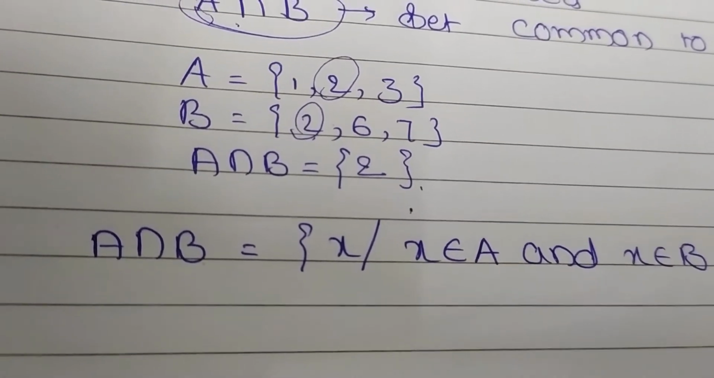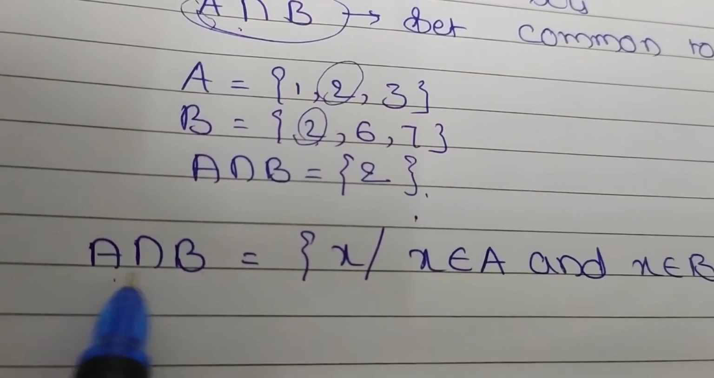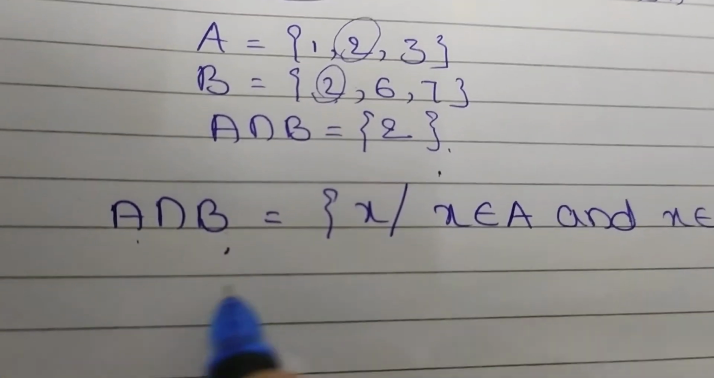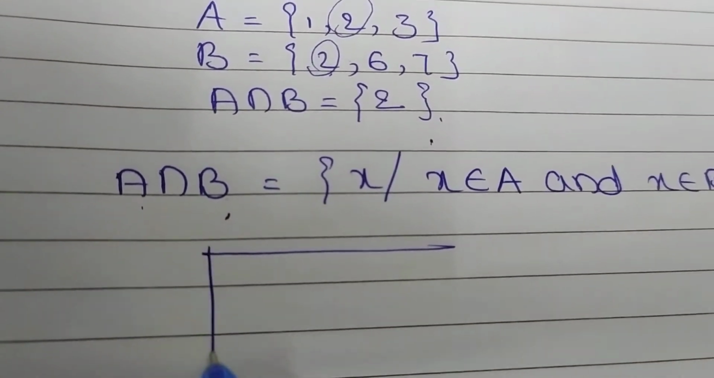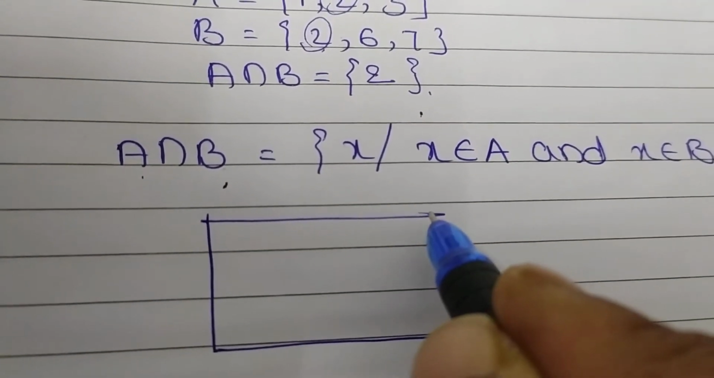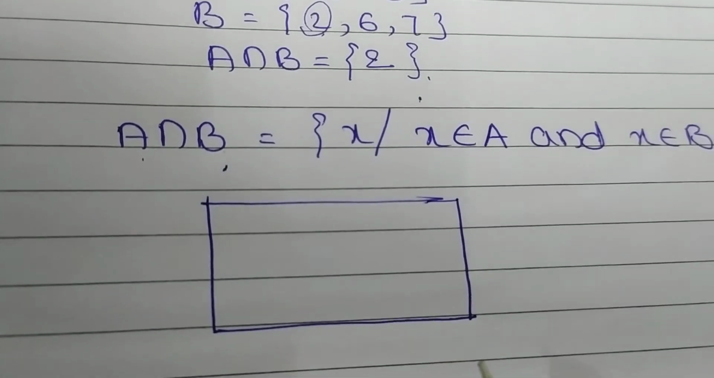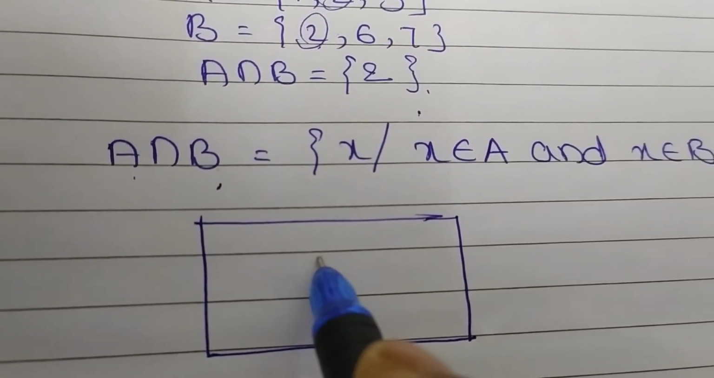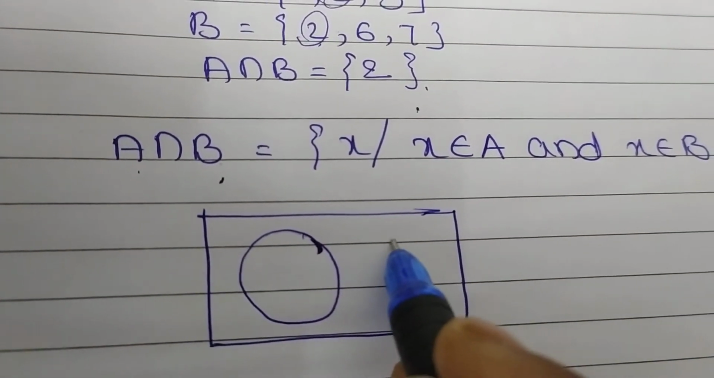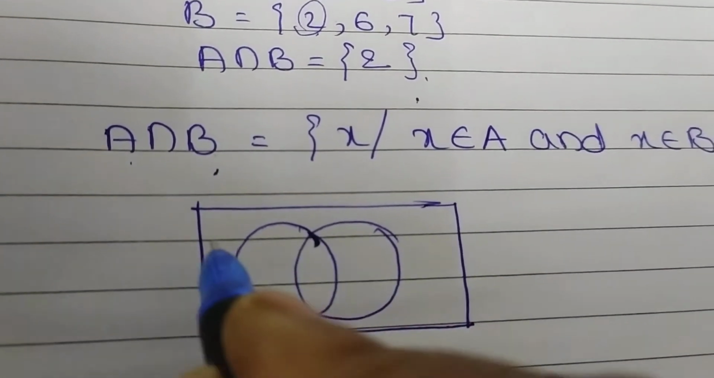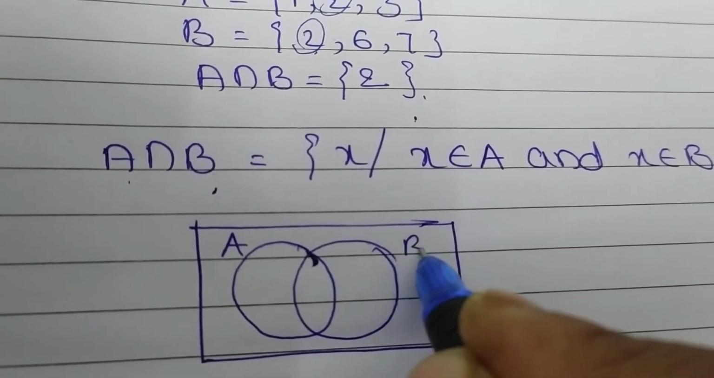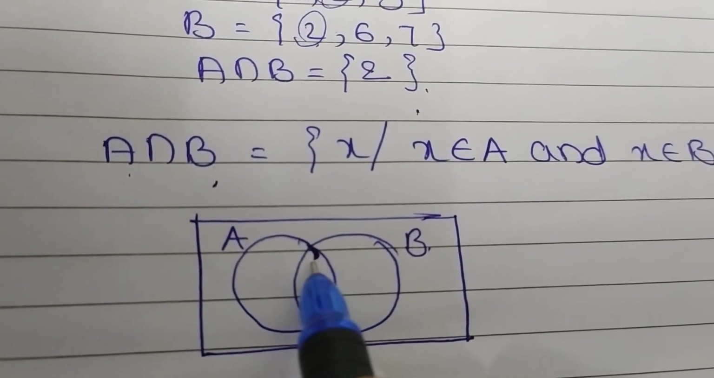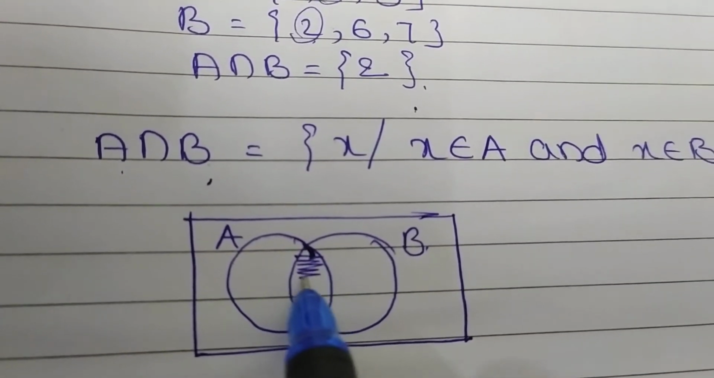Then only I can say that that element is present in their intersection. Otherwise, it does not hold. So now coming to the Venn diagram, how will you represent the Venn diagram of this intersection? First we will draw a rectangle to represent the universal set, and here two sets are there. So we will draw two circles A and B, and for the intersection we will write all those elements which are common for both A and B here.